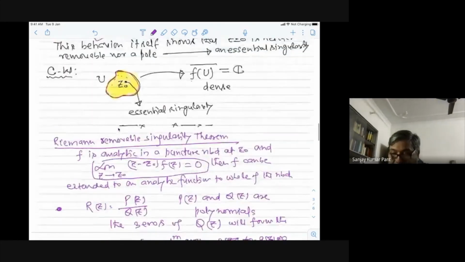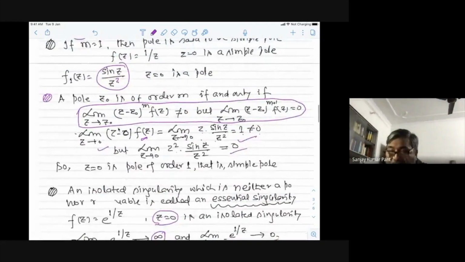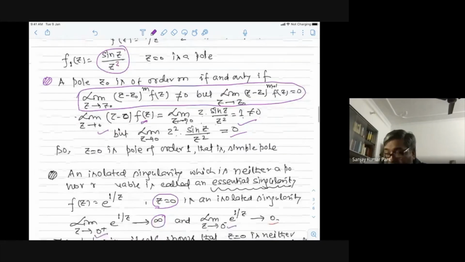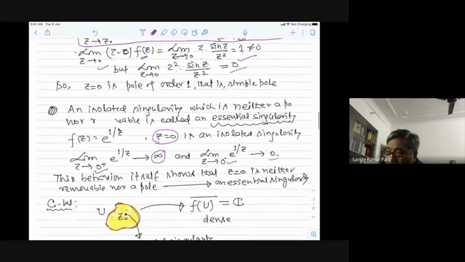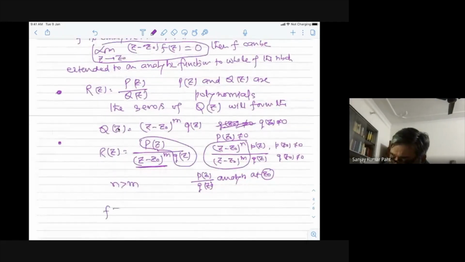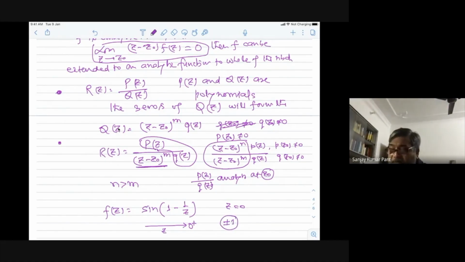Some people, after seeing these three classifications, will say a pole is very bad because something blows up. In an essential singularity, it sometimes looks different depending on the path you follow. Or, for example, take the function f(z) equal to sin(1 minus 1 upon z). You can check clearly that z equal to 0 is an isolated singularity, and if you move along the positive real axis, z goes to 0 plus, then you see that the limit oscillates between plus and minus 1. So it is an essential singularity.